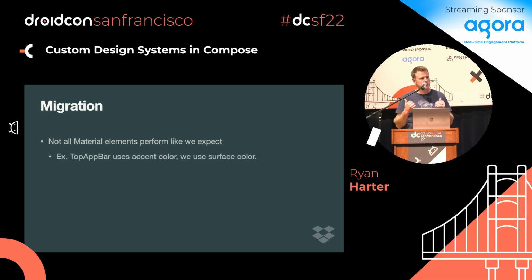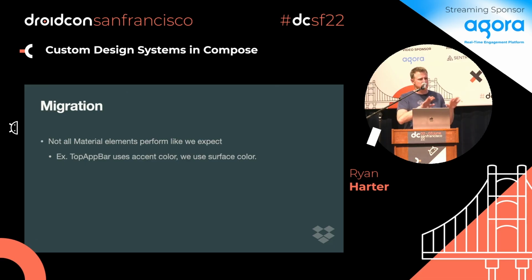We have something in the Dropbox interface guidelines, the DIG, called a navigation bar, because it must have come from iOS. But it's the same thing as a top app bar. But in Material, top app bar uses the accent color, or the primary color, in Material tokens out of the box. We don't do that. Our accent color is Dropbox blue. In light theme, it's a little different than in dark theme. But our navigation bar uses a regular surface color. If you open the Dropbox app in the light theme, it's white.